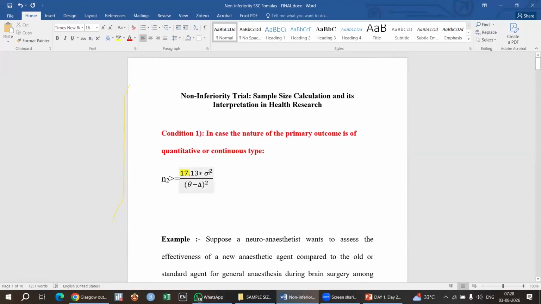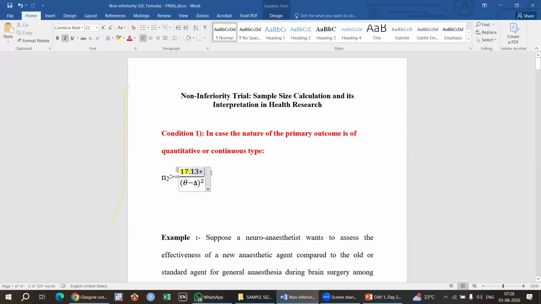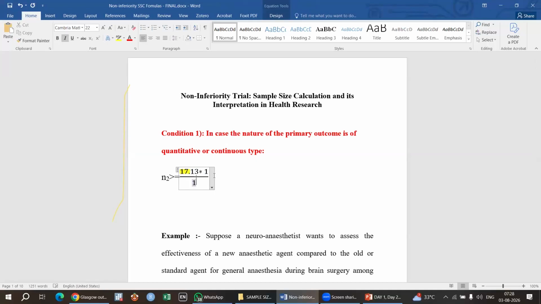Sigma she has taken 1, and 1 squared is equal to 1, so please write down 1 here. Theta is 0, and delta is also 1. So 1 minus 1 squared is equal to 1, we know very well, so we can write down 1. So what is the sample size value? 17.13, which is rounded to 18. Simple.